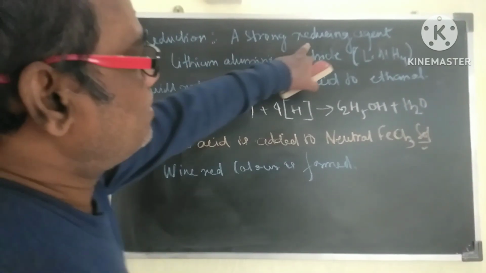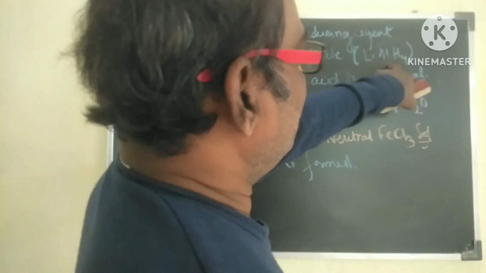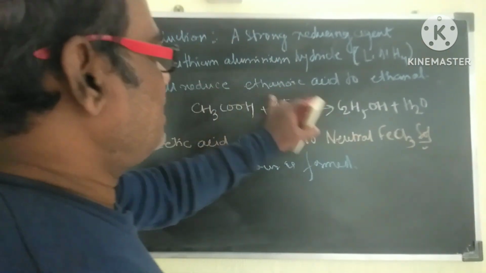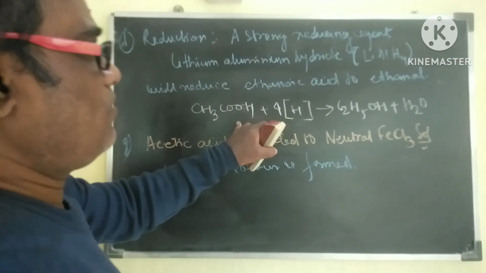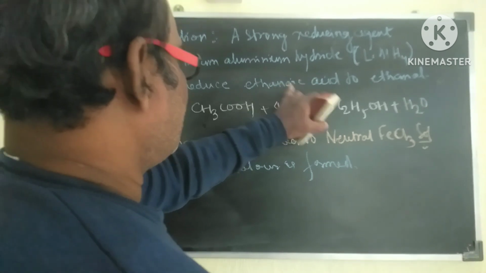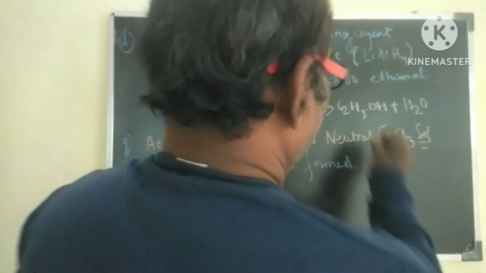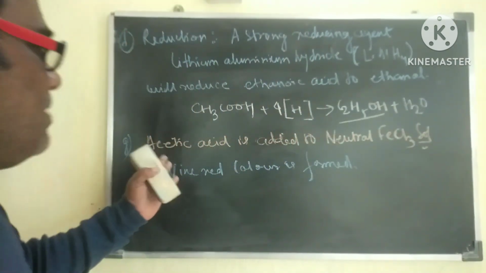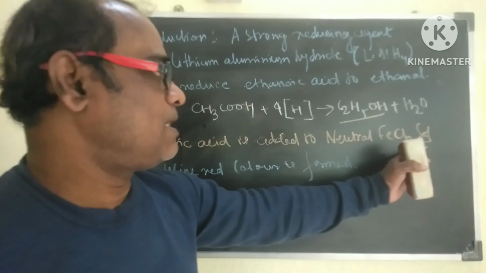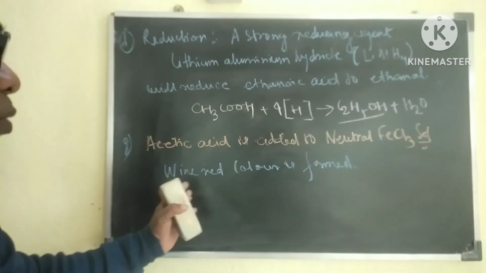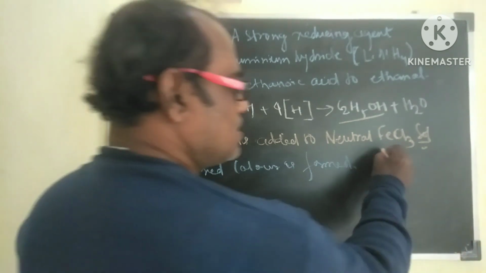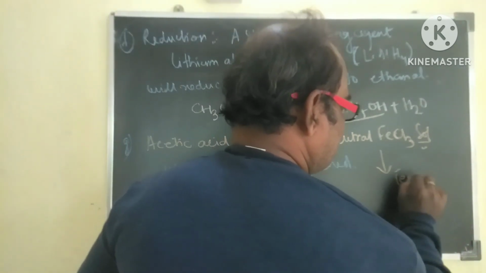Reduction. A strong reducing agent like lithium aluminum hydride will reduce CH3COOH, that is ethanoic acid, to ethanol. Next, what happens when acetic acid is added to neutral FeCl3 solution? A wine red color is formed. This is also a test for it.